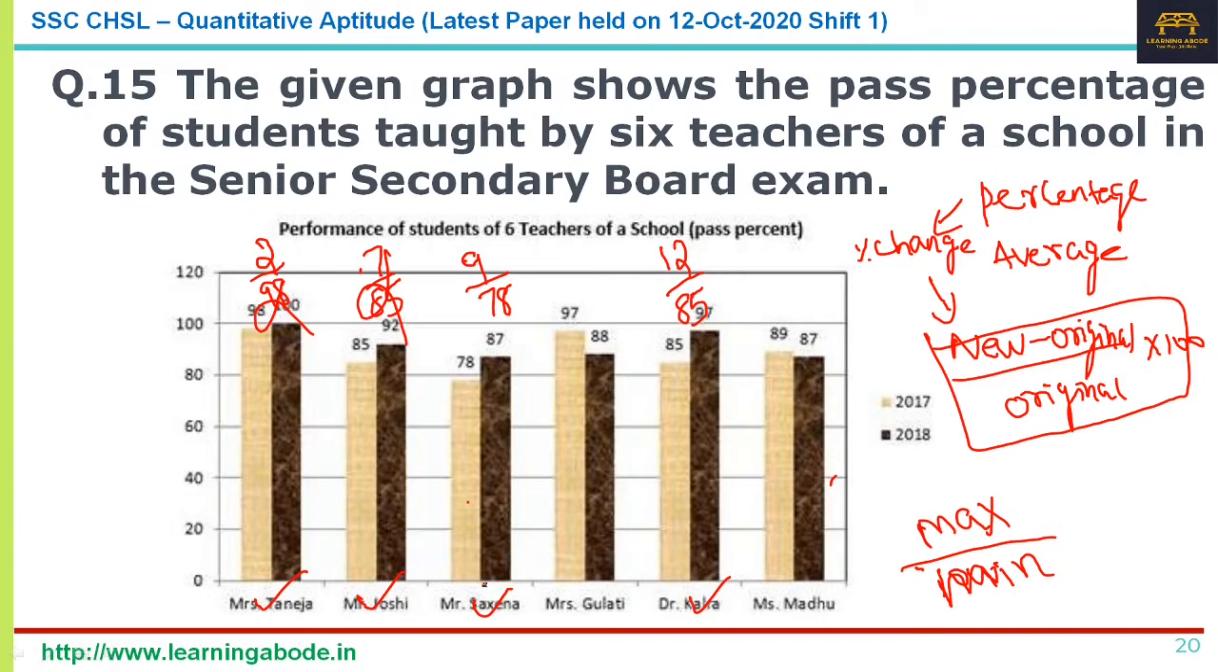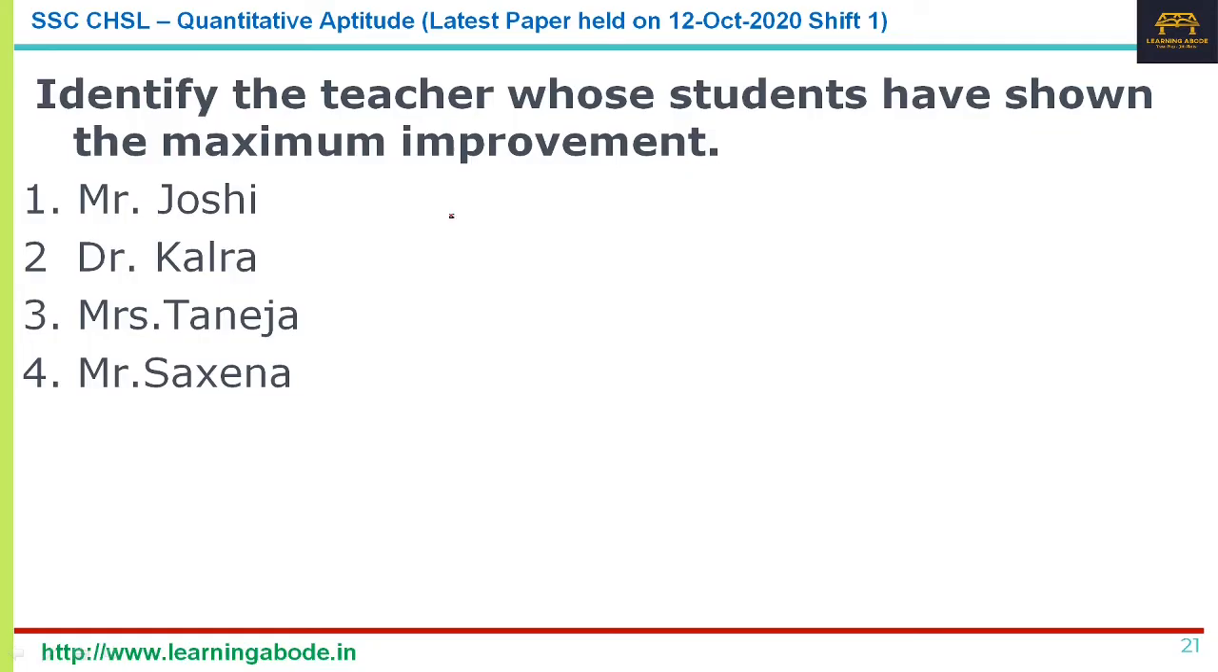Now we have to check between Saxena and Kalra. Now as you can see, though 78 is less, this is not maximum. So between 9 and 12, proportionately 12 is more, right? So the answer is Kalra. The answer is Kalra for this question. You can mark Kalra.